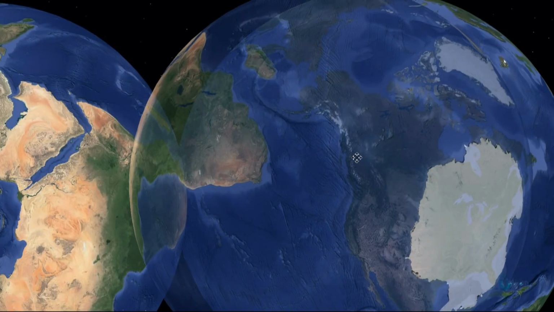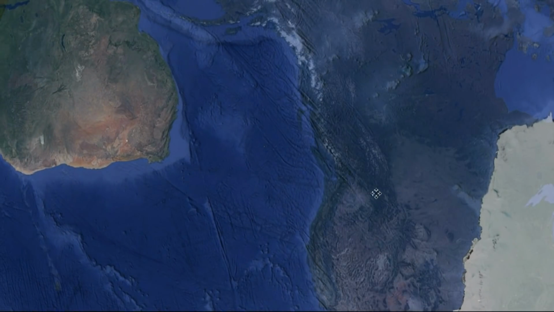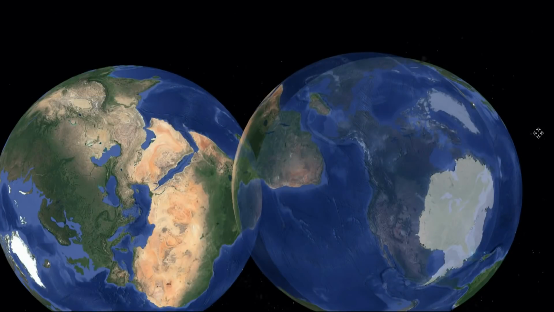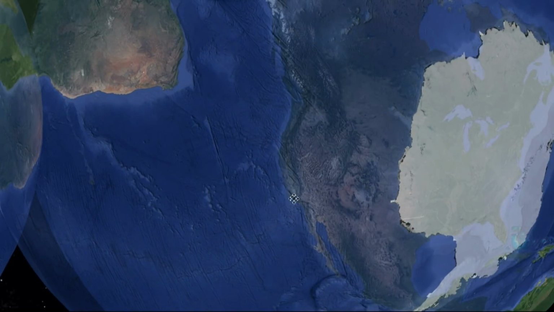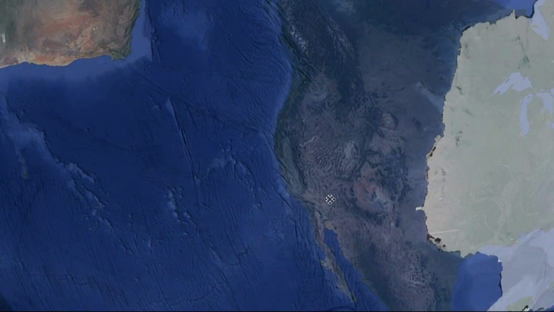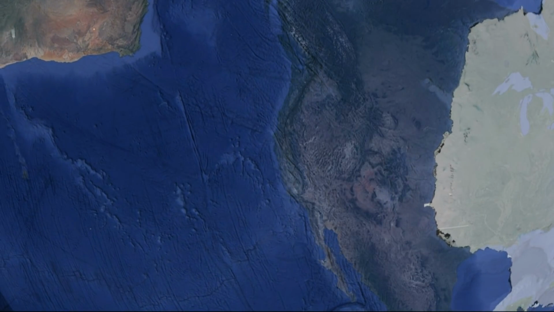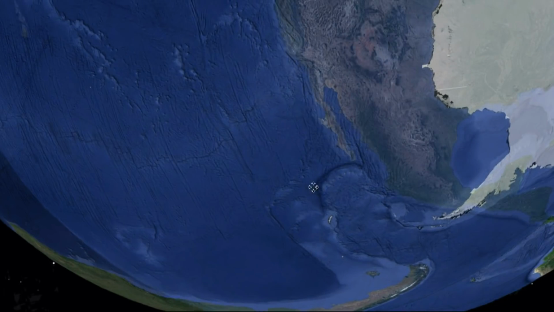Look how it comes in. It matches the coastline. Look how it matches the area right here, the basin, the California basin. It fits like a glove. And then what are the odds that it's going to be the exact length of the peninsula?